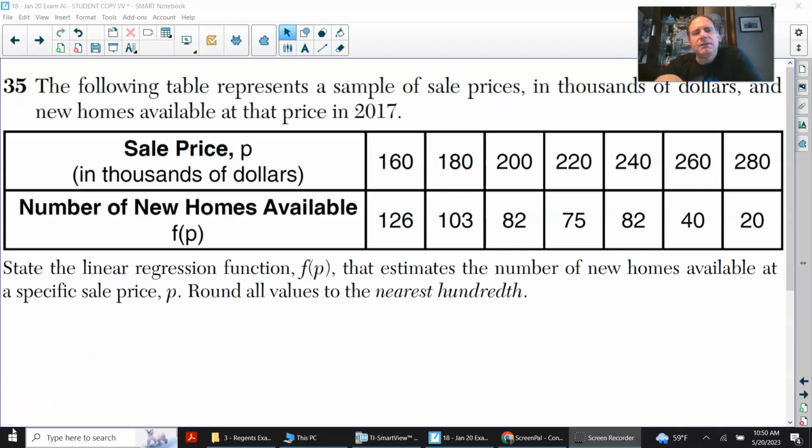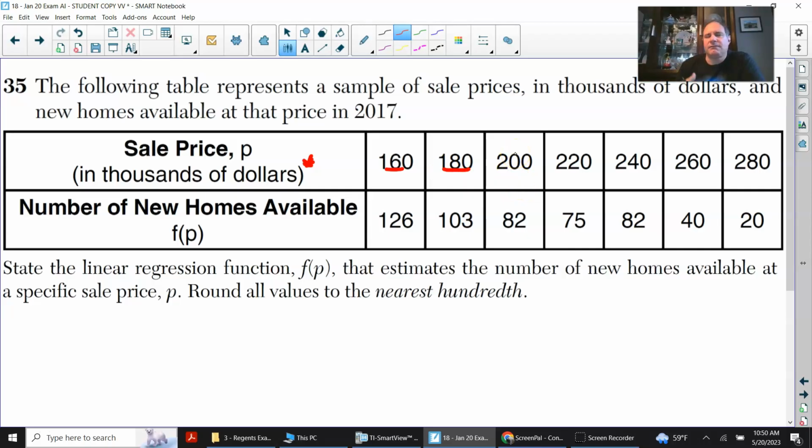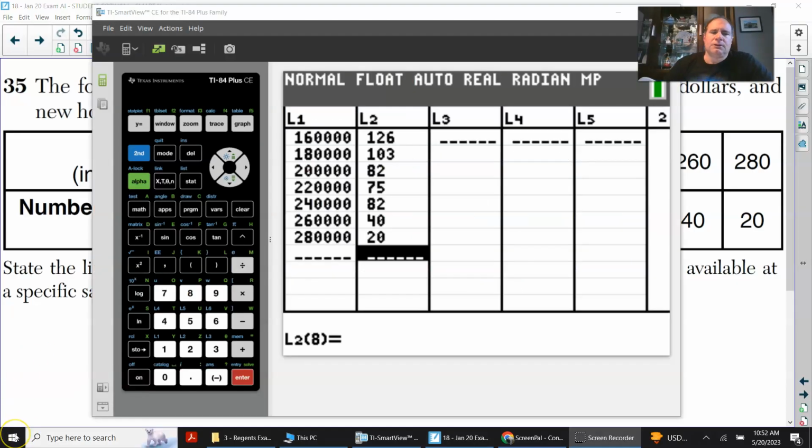Oh, just be careful. It's in thousands of dollars, by the way. So this is $160,000. This is $180,000. You don't have to put that directly in unless you really want to. But I'm just telling you that it's thousands of dollars, not just 160. So I put it in, I did decide to convert it to thousands of dollars because if you do forget later that they're thousands, then you're going to come up with the wrong answer.